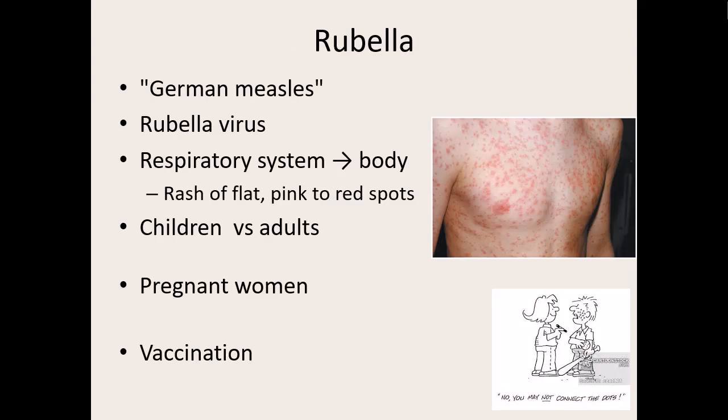Another virus, it's in the Flaviviridae group, but it is not spread by mosquitoes. So although most are, not all. It's rubella, which is nicknamed the German measles, which is different from measles. We'll get to measles on Thursdays. But it's called the German measles or rubella.